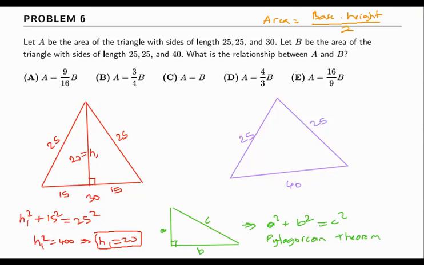I think B is not correct, so we'll see that. So that is 20, but we need the area. Area, I'm gonna call A. Area is base, which is 30 in our case, times height, which is 20, divided by 2. If you divide 20 by 2, that's 10. 30 times 10 is 300. Okay, let's keep this in mind.